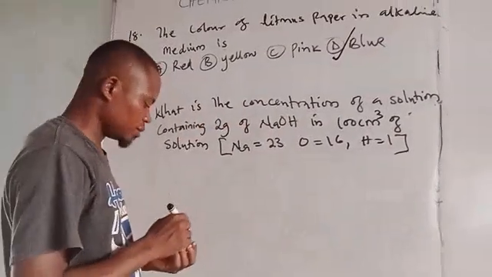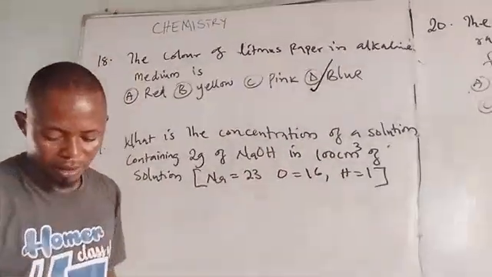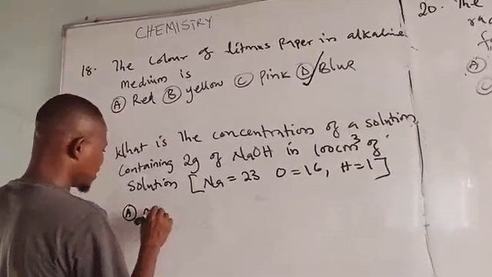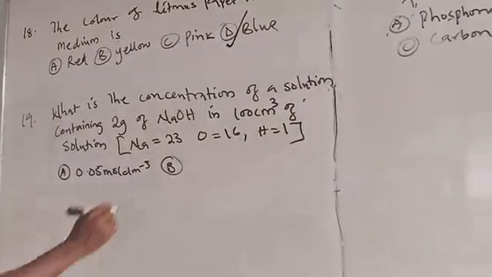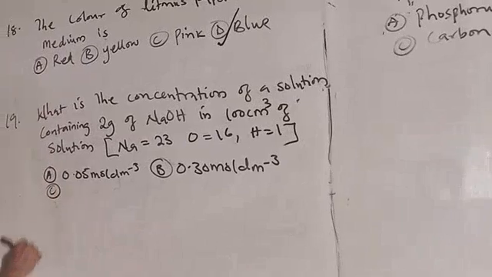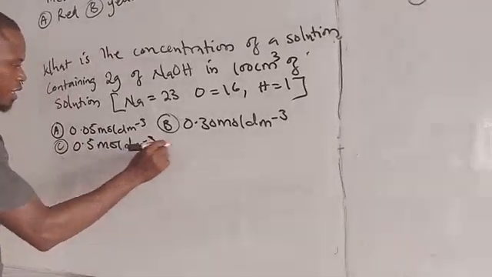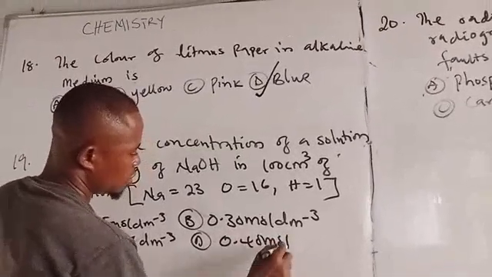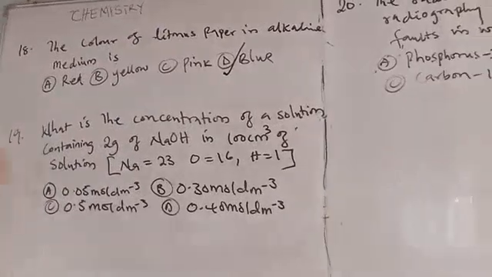What is the concentration of a solution containing 2 grams of sodium hydroxide in 100 cm³ of solution? Option A, 0.05 mole per dm³. Option B, 0.30 mole per dm³. Option C, 0.5 mole per dm³. Option D, 0.4 mole per dm³. So what is the concentration of a solution containing 2 grams of sodium hydroxide in 100 cm³ of solution?